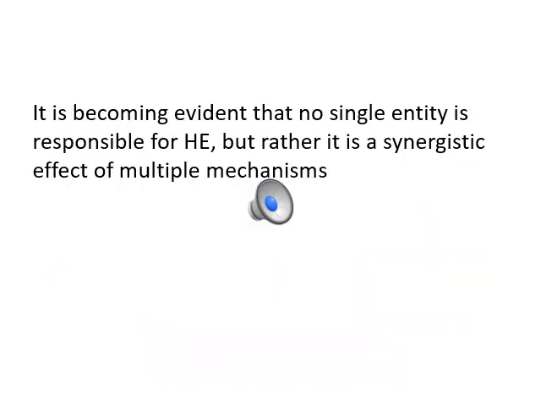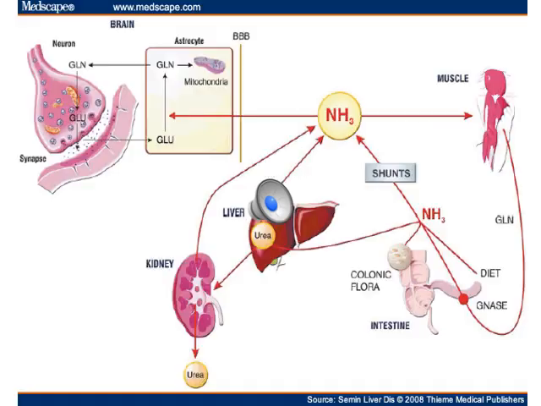Nowadays, it is becoming evident that no single entity is responsible for hepatic encephalopathy, but rather it is a synergistic effect of multiple mechanisms. As I told you before, in a patient with hepatic encephalopathy, you have to remember three main stations: the gut, the liver, and the brain. This diagram shows the increased amount of ammonia originating from the gut and bypassing the liver through portosystemic shunts or passing through the compromised liver to reach the systemic circulation.